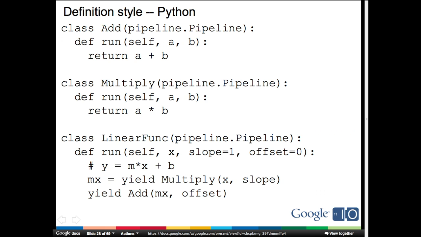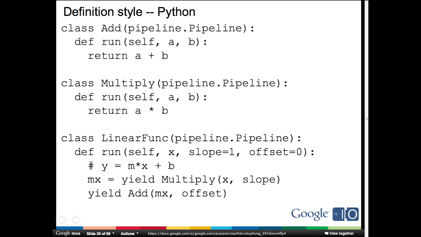So here's how it started. All right, so here's some Python. I have 3 pipelines here. The first one is add. Adds A and B, returns a value. Multiply, multiplies A and B, returns a value. But then this linear function here is actually a multi-stage pipeline that can be, well, this one can't be parallelized, but you'll see what's happening.